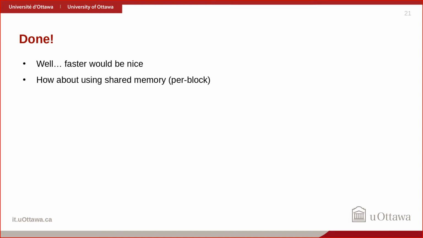So, well, then we're done. But faster would be nice. And the way to make it faster is if you use shared memory, because now we've been using global memory and we have not been using any of the other memory. Sorry, we have not been using the shared memory. So that's the memory that is available per block.